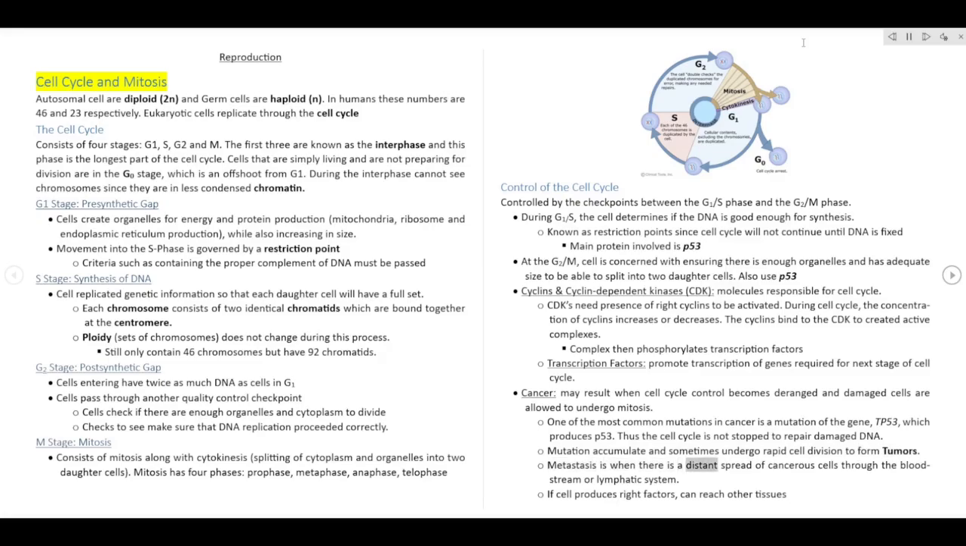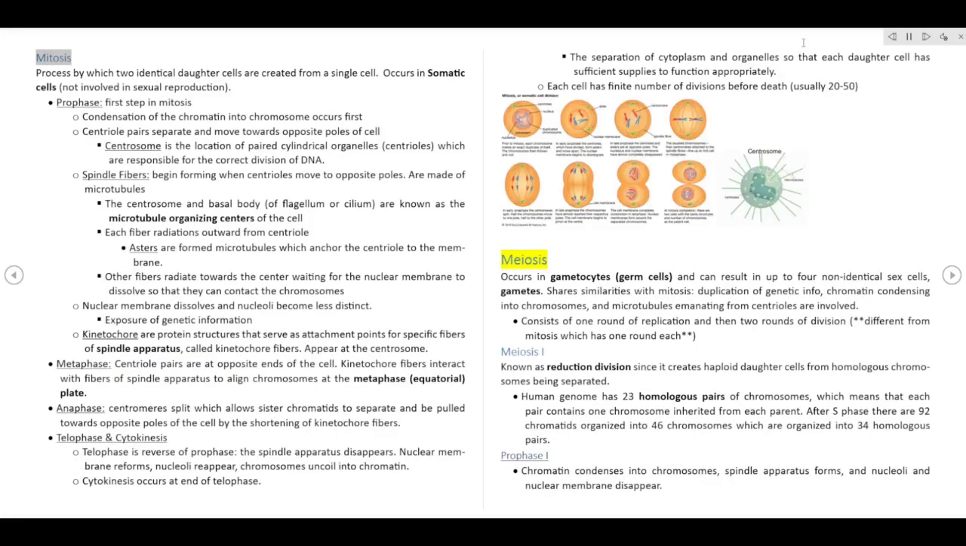Metastasis is when there is a distant spread of cancerous cells through the bloodstream or lymphatic system. If the cell produces the right factors, it can reach other tissues. Mitosis. The process by which 2 identical daughter cells are created from a single cell. It occurs in somatic cells and is not involved in sexual reproduction.